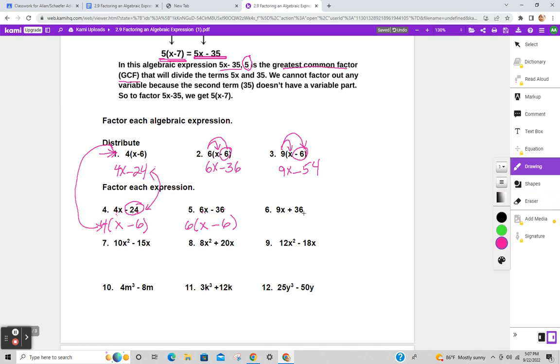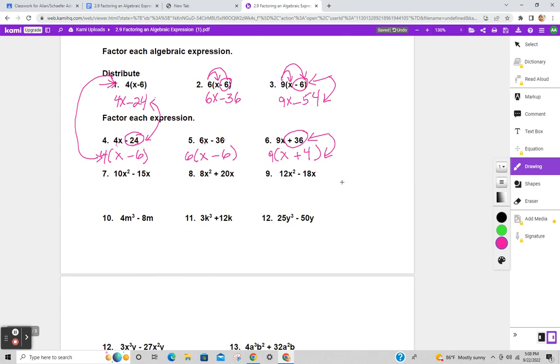Number 6. The greatest common factor in this expression is 9, so we'll factor out a 9 times some quantity. 9 times what will give us 9x back? Well, that has to be 1x or just x. 9 times what will give me plus 36? Well, that's going to be plus 4. So now we have this expression in factored form. Remember, we had it here in factored form and we distributed to get this. So you see they're just opposite of each other.